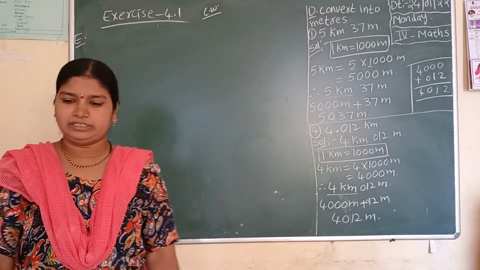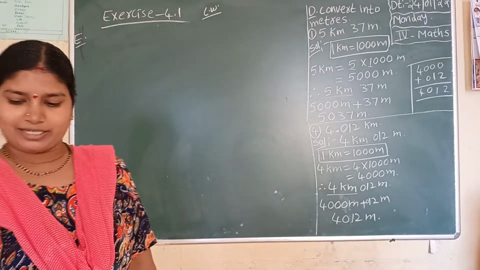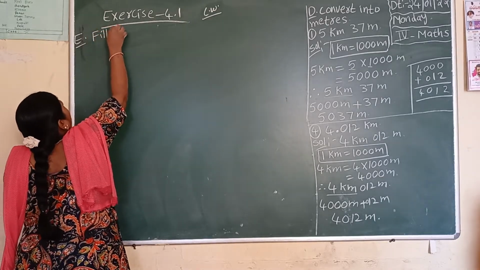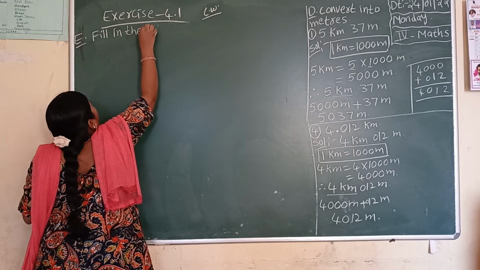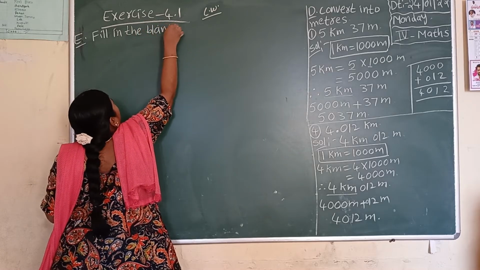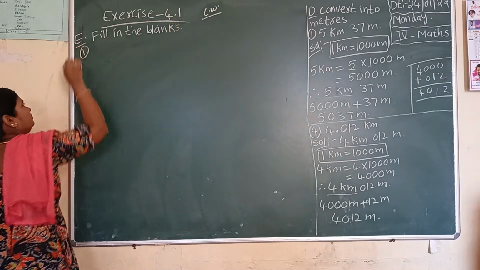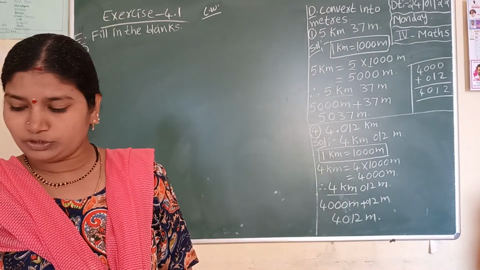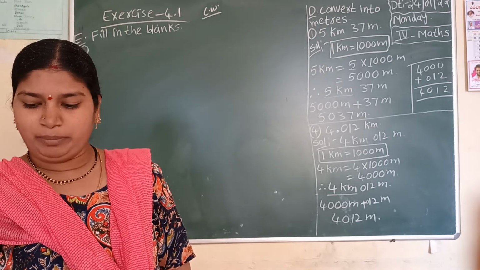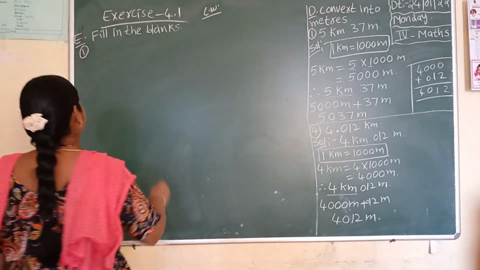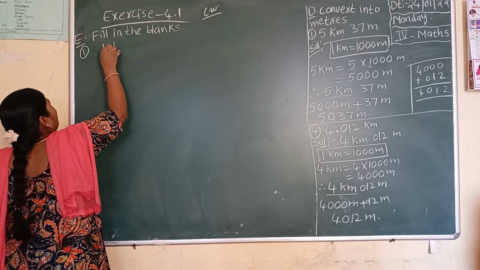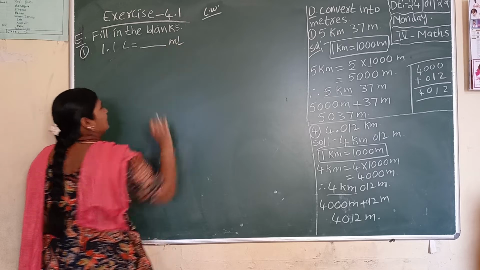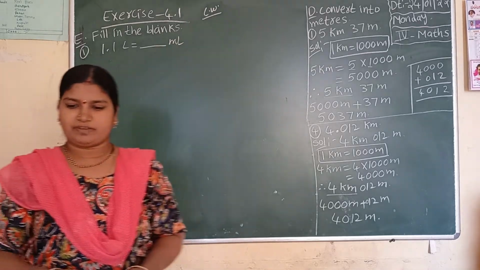Turn to the next page. The heading is fill in the blanks. Write down. What is the first question? The first question is 1.1 liter. 1.1 liter is equal to dash milliliters. They have given this one.